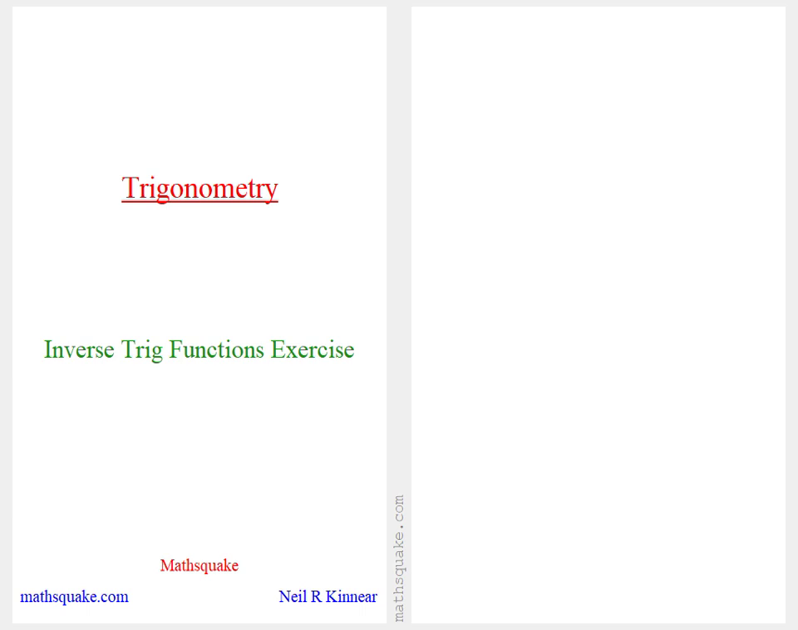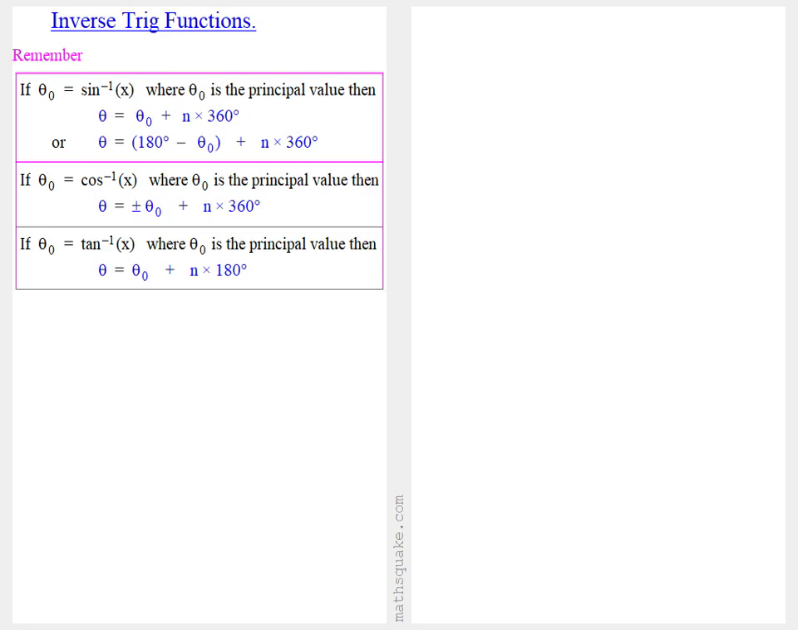Trigonometry, an exercise on inverse trig functions. When we looked at inverse trig functions, we had that if theta naught is the principal value when we take the inverse sine, then the general solution is theta naught plus n times 360, or theta is equal to 180 minus theta naught plus n times 360, where n is any integer.